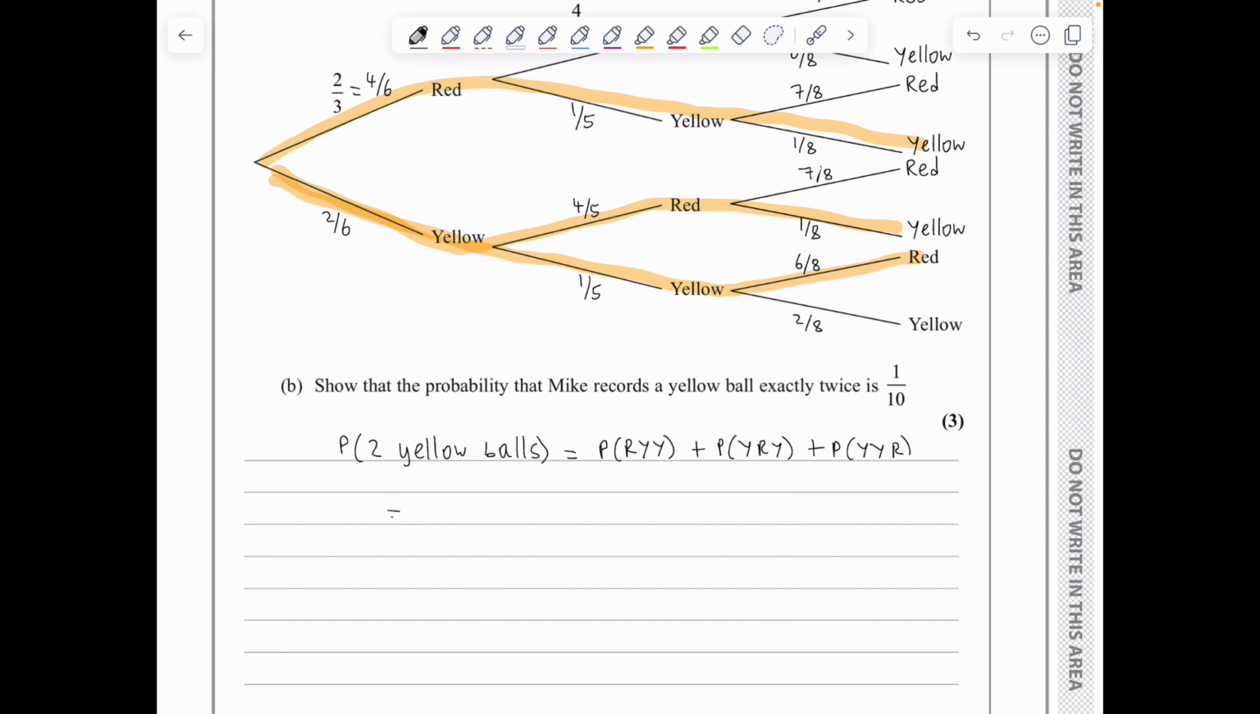So it's going to be 4 over 6 times 1 over 5 times 1 over 8, plus the 2 over 6 times 4 over 5 times 1 over 8, plus the 2 over 6 times 1 over 5 times 6 over 8. Plug everything on the calculator to get an answer of 1 over 10 as required.